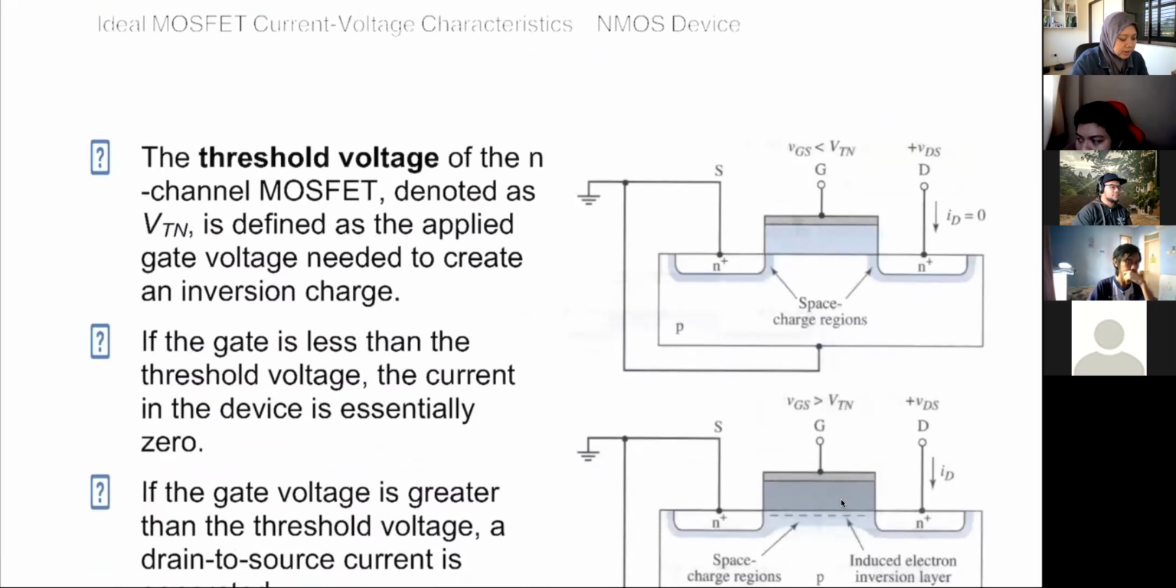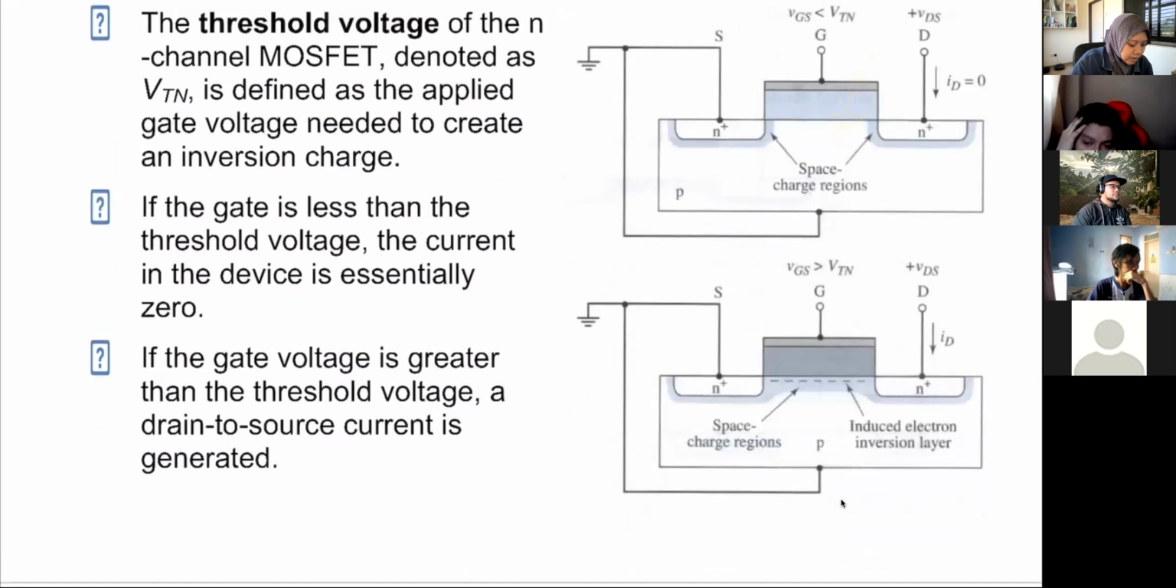So threshold voltage, we talk about threshold voltage is the minimum voltage, right? It is defined as the applied gate voltage needed to create an inversion charge or inversion channel. So the minimum voltage to create this channel beneath the gate. If the gate voltage is less than the threshold voltage, then you won't get any current because there's no channel, there's no like a bridge to connect between the source and the drain. So that they can, the back-to-back diode tadi kan, so nothing can flow.